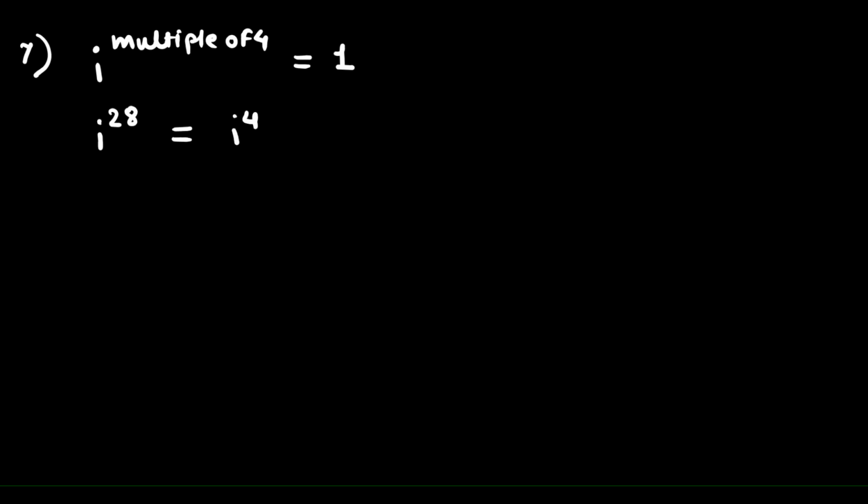Then the seventh result: i to the power of a multiple of 4 is equal to +1. For example, consider i to the power 28. We know it is i to the power 4 and to the power 7, so it is equal to 1 to the power 7, which is 1. So i to the power of a multiple of 4 can directly be written as 1.